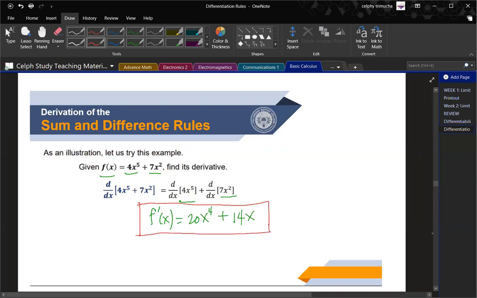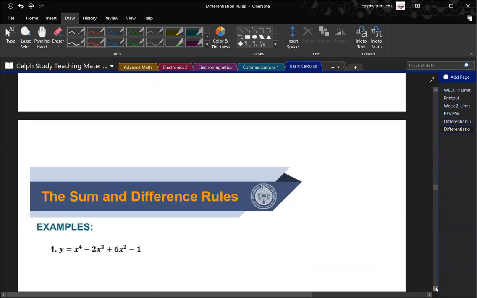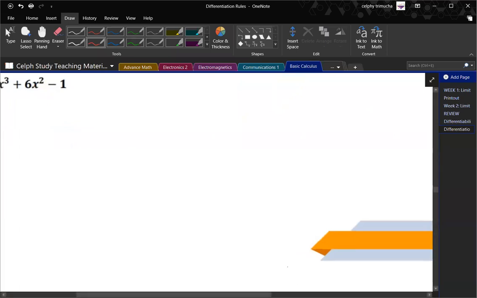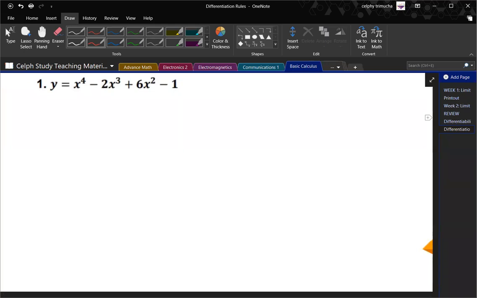Okay, so we have another example kay para mas klaro. So we have y is equal to x to the fourth minus 2x cubed plus 6x squared minus 1. Okay, anybody, ano ni ang iyang derivative? 4x cubed, sir. Minus 6x to the power of 2 plus 12x.